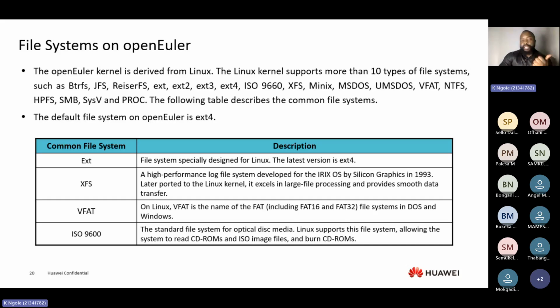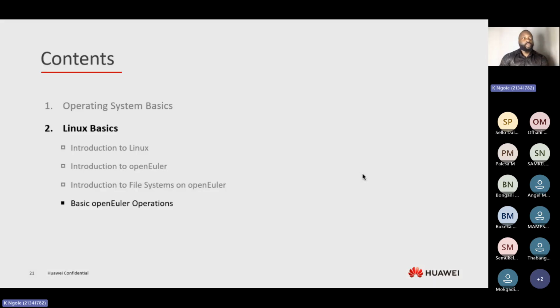In summary, OpenELA inherits broad file system support from the Linux kernel. The default file system is ext4, which will offer us a balanced, reliable, compatible system. Depending on the application scenario you're working on, such as cloud computing, big data, or AI, you can select a specialized file system like XFS or BTRFS. That will depend on what you are working on.